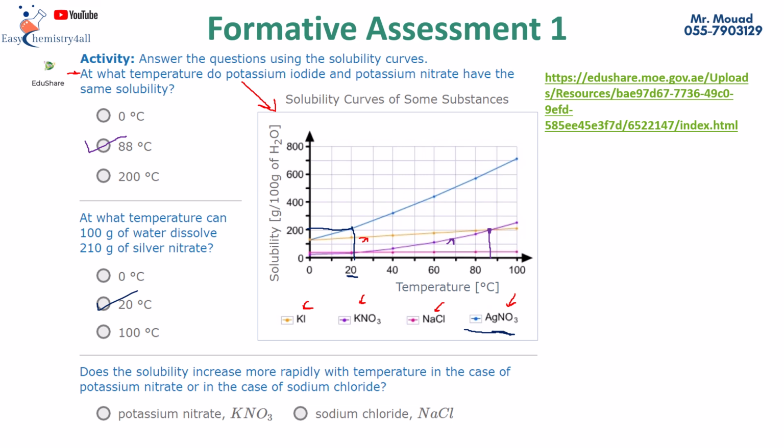All right, does the solubility increase more rapidly with temperature in the case of potassium nitrate or in the case of sodium chloride? So where is potassium nitrate? Potassium nitrate is the purple one, and sodium chloride is the pink one down here. So as you can see, it's increasing more for potassium nitrate. Sodium chloride is just plateauing. There's not much increase. So the correct answer is going to be potassium nitrate.